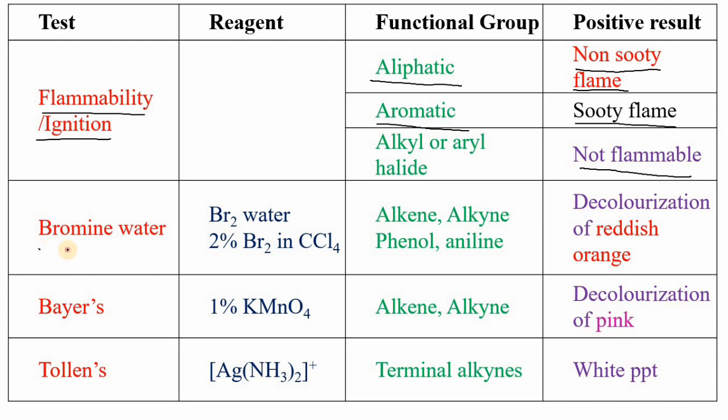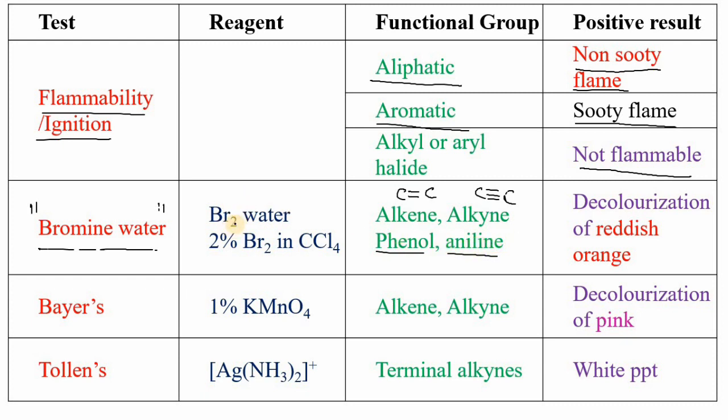Bromine water test. This test is used for the identification of unsaturated bonds in the given organic molecule. The reagent is bromine dissolved in water, or 2% bromine dissolved in carbon tetrachloride. This is used to identify alkene, that is C double bond C, alkyne, C triple bond C, and also phenol and aniline.